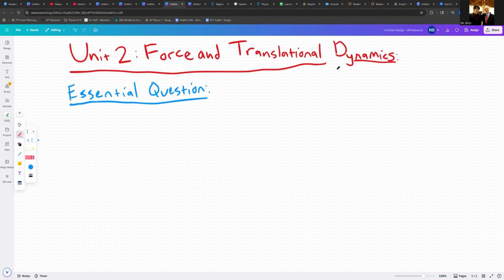All right, everyone, we are into Unit 2, Force and Translational Dynamics. Congratulations, you've made it all the way through Unit 1, Kinematics and Vectors, and we're on to Forces. This is a very connected unit to Unit 1 in that it provides a better understanding of why things are accelerating, all of the speeding up, slowing down, and changing direction we saw in Unit 1. We're going to go a layer deeper to look at what causes that to happen.